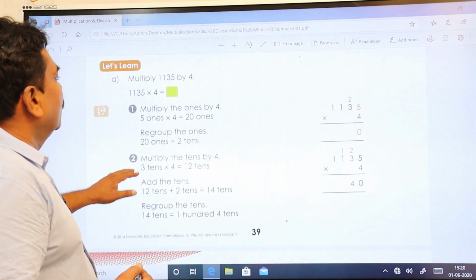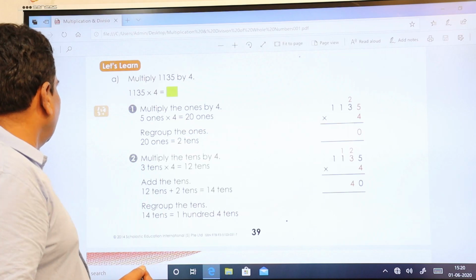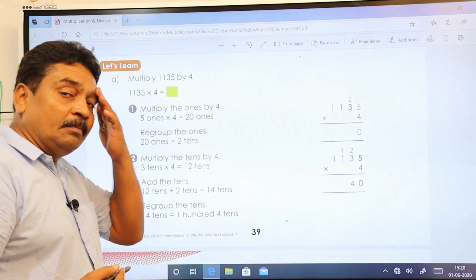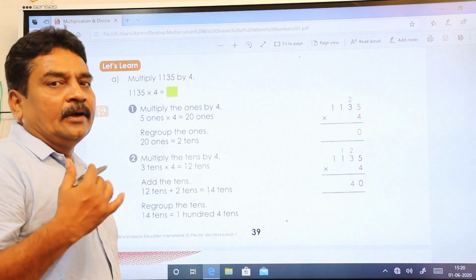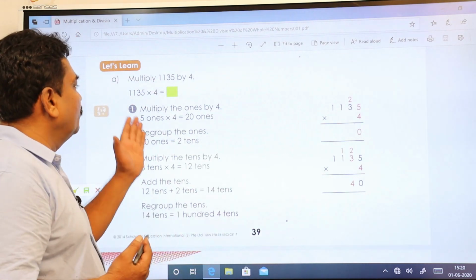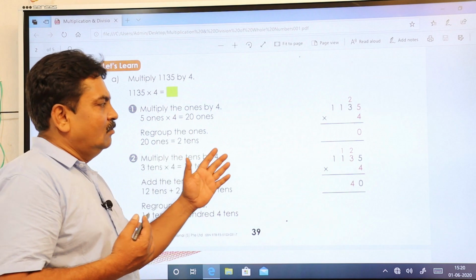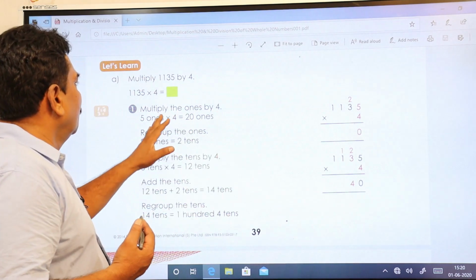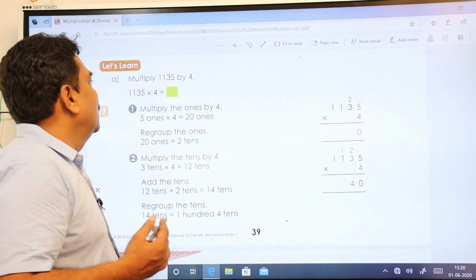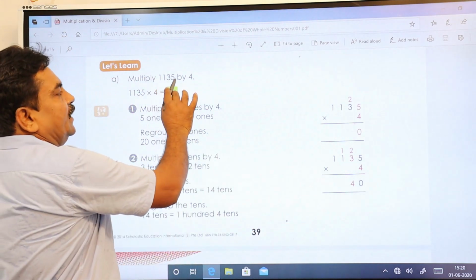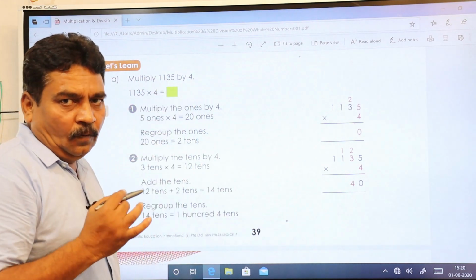Let's go to this one. This is also very simple, but anyhow it's a part of your textbook. I am going to do it. You also please practice it accordingly. So you multiply by ones and all. We'll just do it directly without following this. Let's see here, 1135 multiplied by 4.